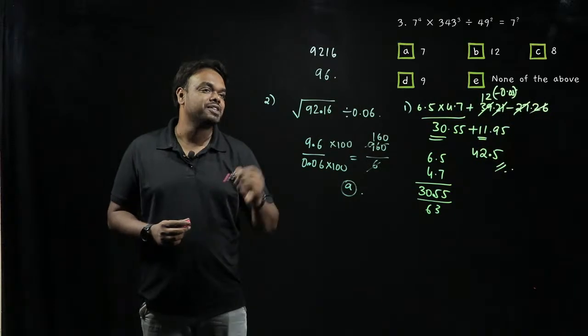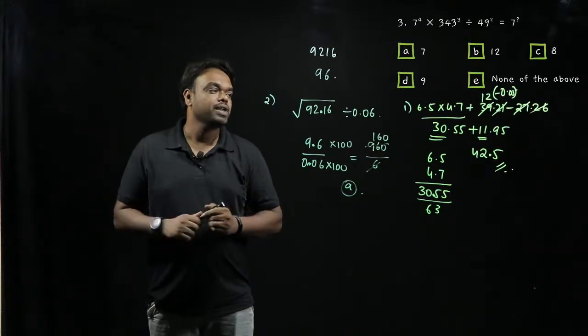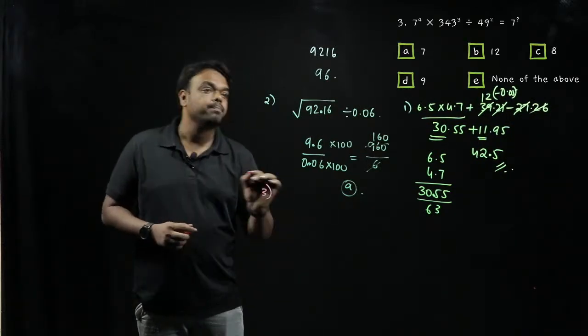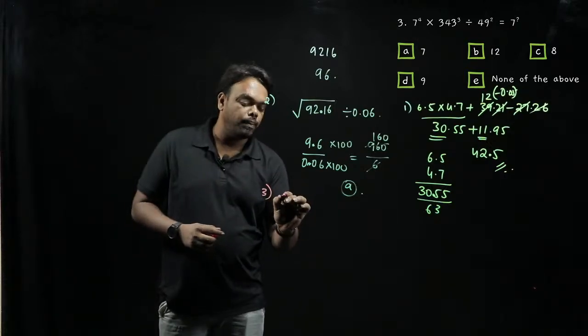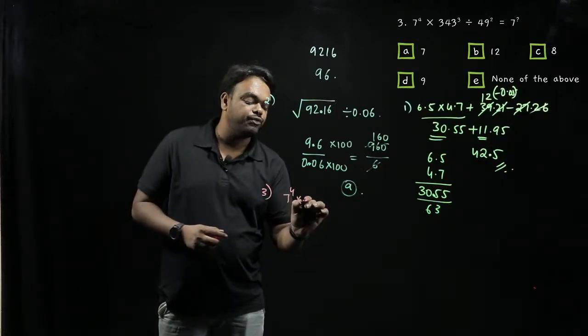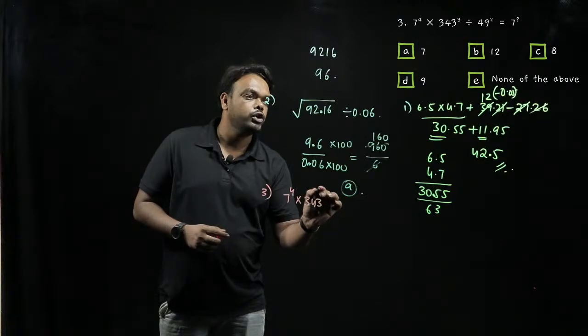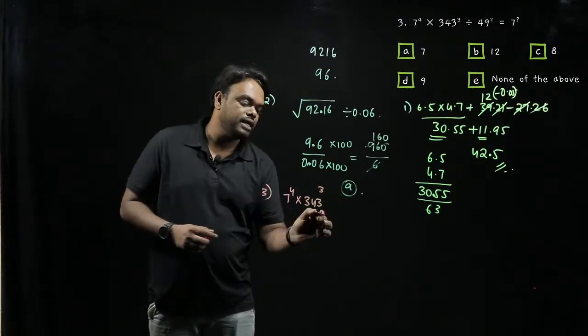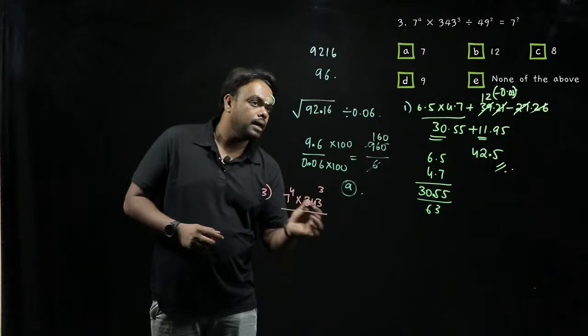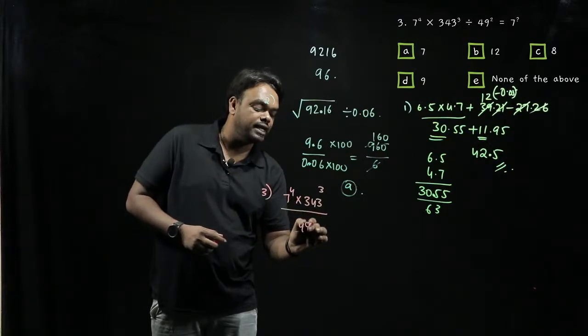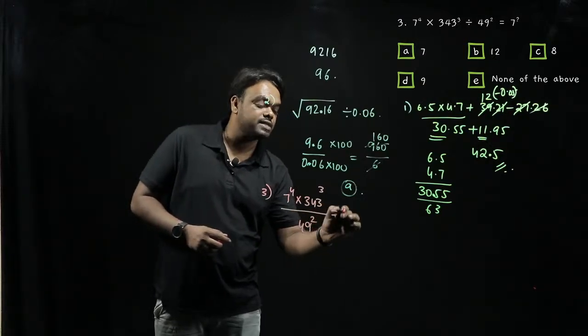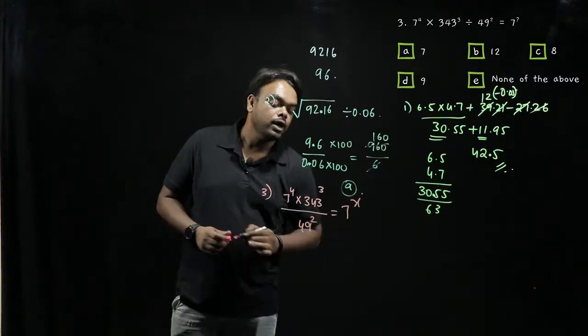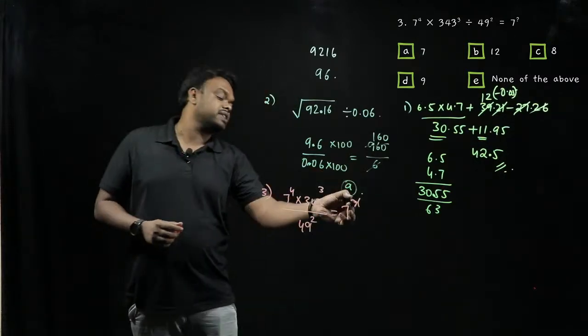Question number 3, please. Now, what is given? In question number 3: 7 power 4 into 343 whole cube divided by 49 square is equal to 7 power question mark. So we will write x in place of the question mark. Okay?